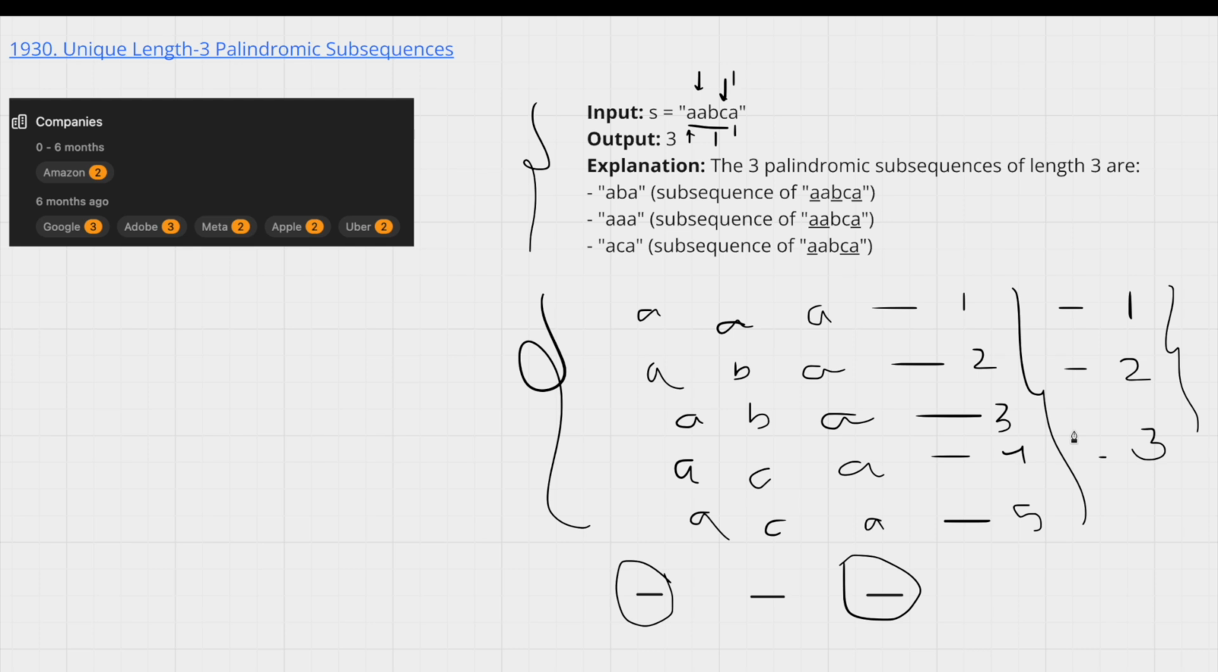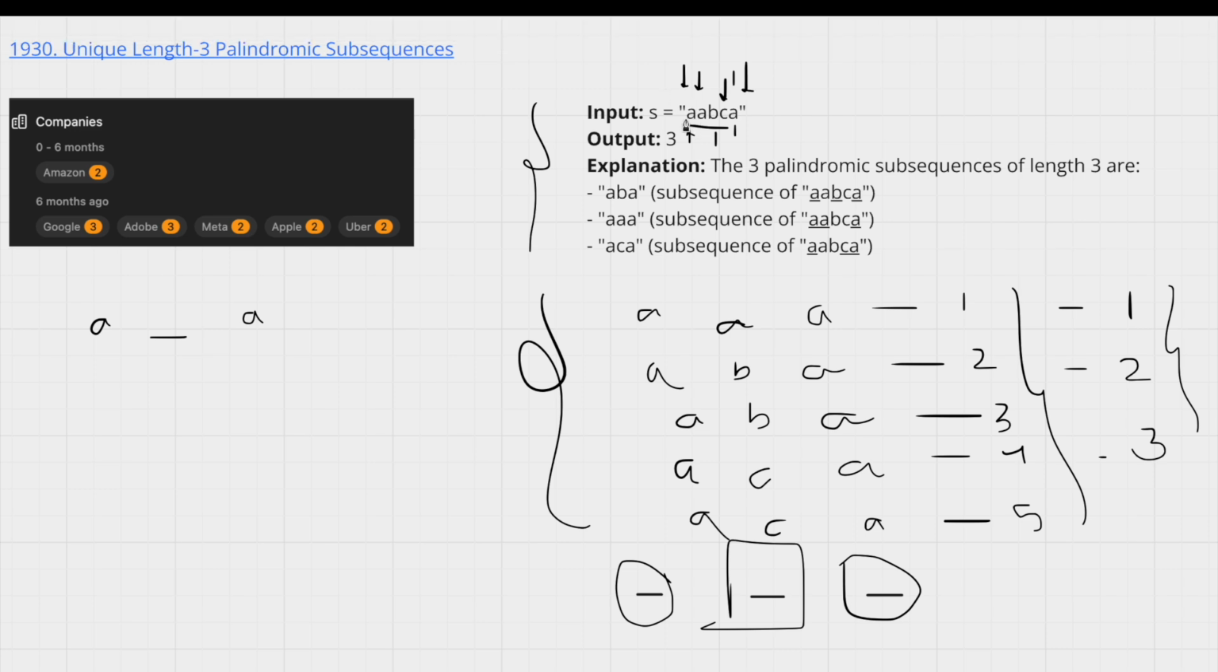So how can we find the unique palindromes? As you know, for a unique palindrome of length 3, the first character and the last character should be the same, right? And the character in the middle could be anything. Let's suppose we are checking for A. On the left, A is fixed, and on the right, A is fixed. We have to find the characters which are in the middle.